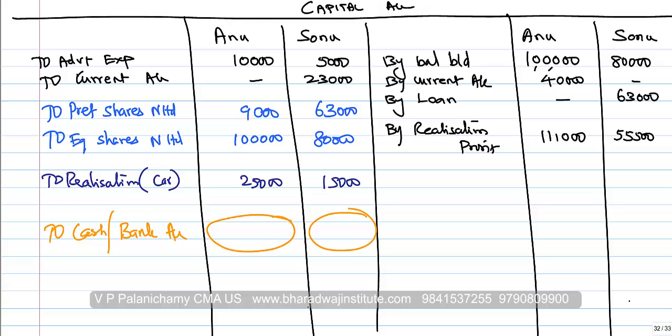This "To realization" is for the car taken over. This "By realization" is for what? Profit. This is the loan from Sonu, 63,000.